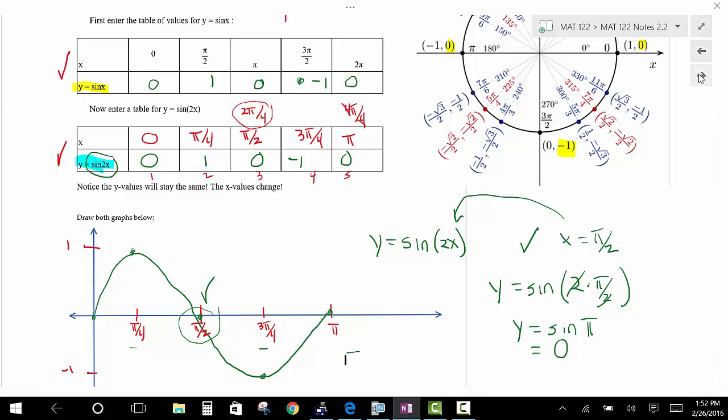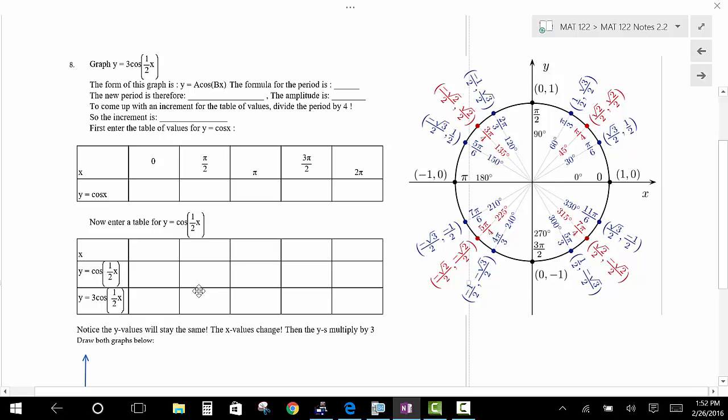Okay, let's go to the next page then. And now we'll do one more that's got a period change. Now this one, again, the formula for the period is 2 pi over the absolute value of b. The b value in this one is 1/2. So we're going to do 2 pi divided by b. I'm going to write it this way. Of course, that's really 2 pi times 2 over 1. So that's equal to 4 pi. So that new period is going to end up being 4 pi, like that.